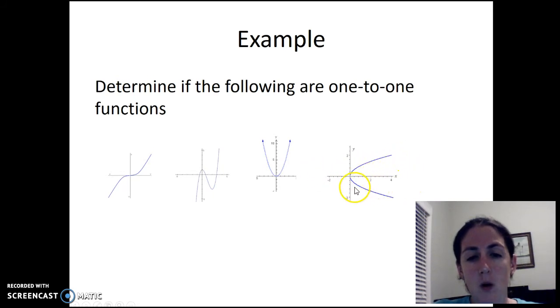It does pass the horizontal line test. So does that mean it's one-to-one? Hopefully you're thinking to yourself, no, because we said one-to-one function. This fails the vertical line test. It's not a function. If it's not a function, then it certainly couldn't be a one-to-one function. So keep that in mind when you're looking at these.